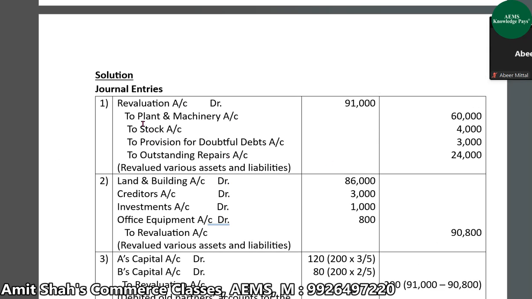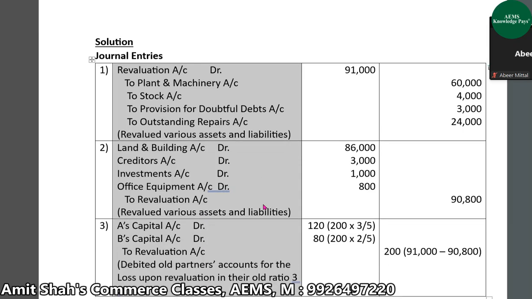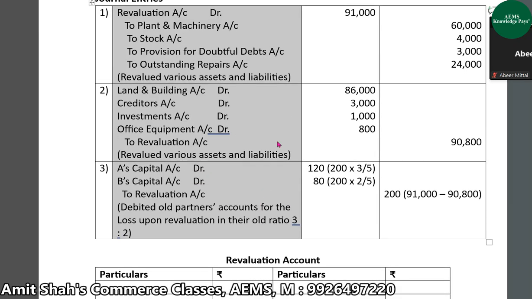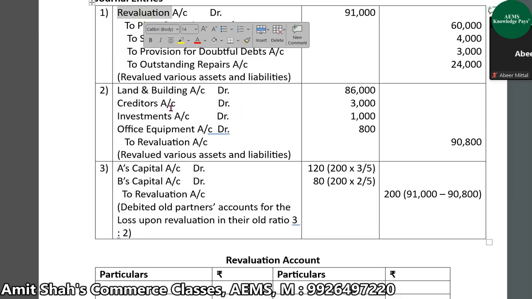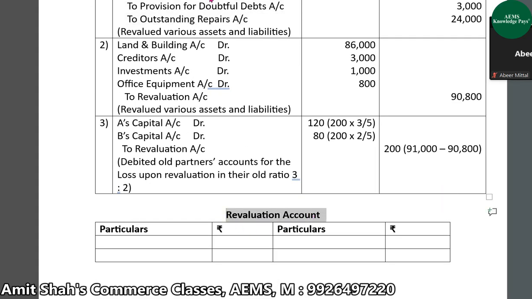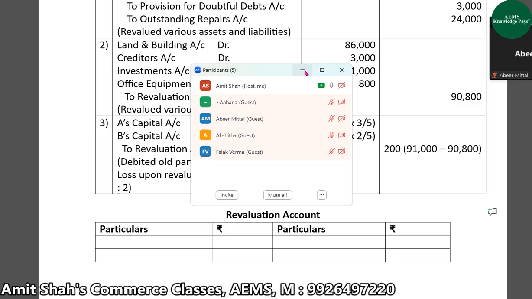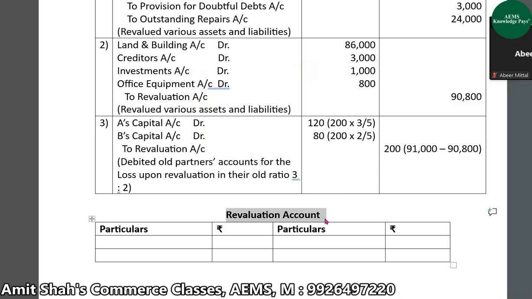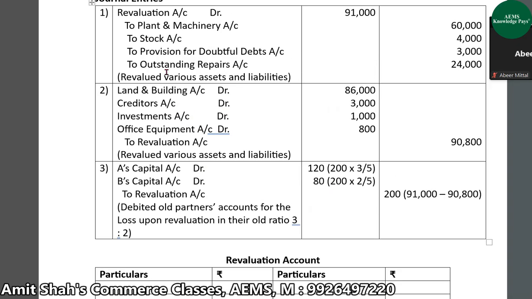Okay, so now guys, we will post these three entries, because in all these three entries we have the revaluation account. So first we will post this entry in the revaluation account. Revaluation account is a ledger account, so as you do ledger posting, the same we will do that.